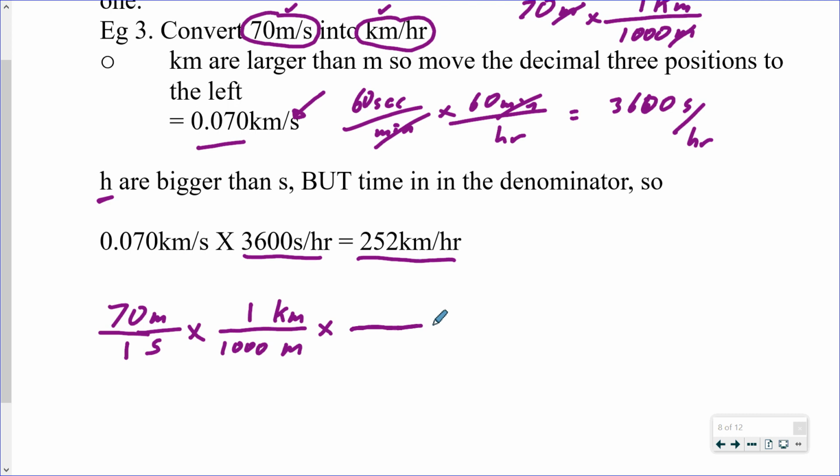Now, all in a long chain, I want to deal with the seconds. So I want to get rid of seconds. Here I have seconds in the denominator. I'm going to put it in the numerator. What I want to have is hours.